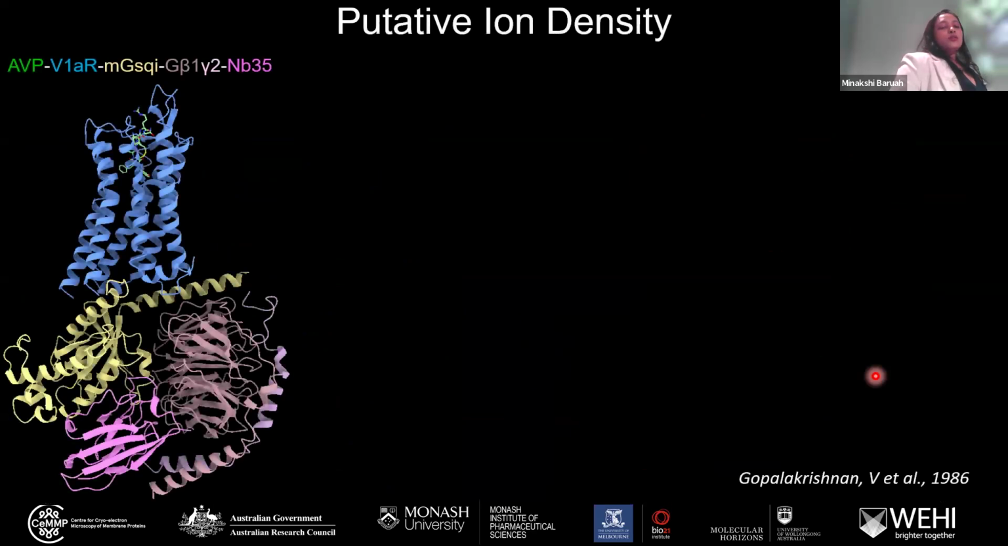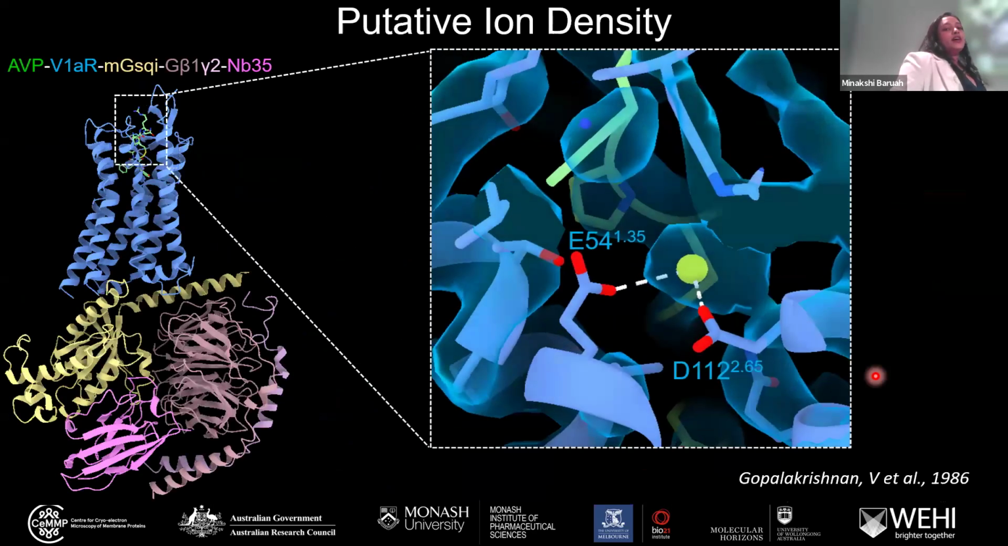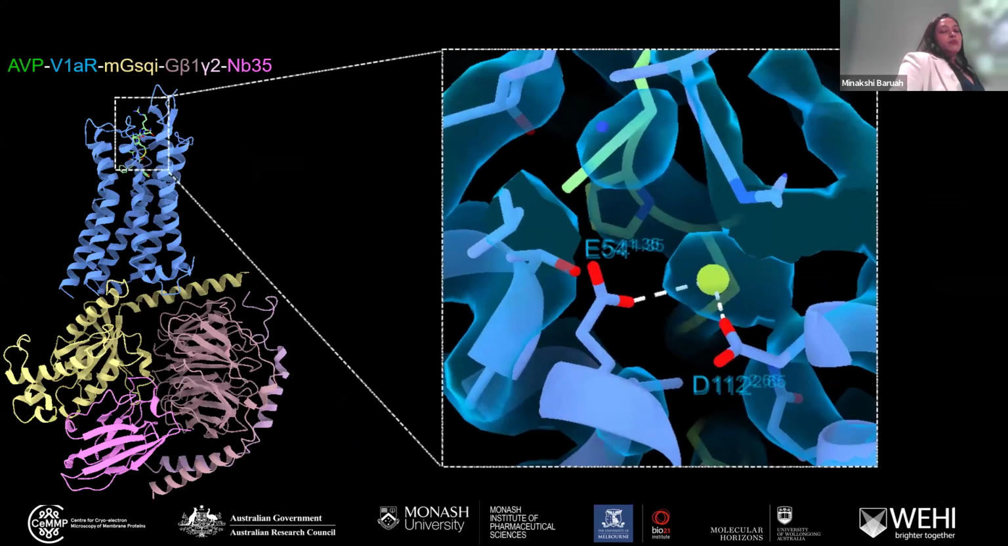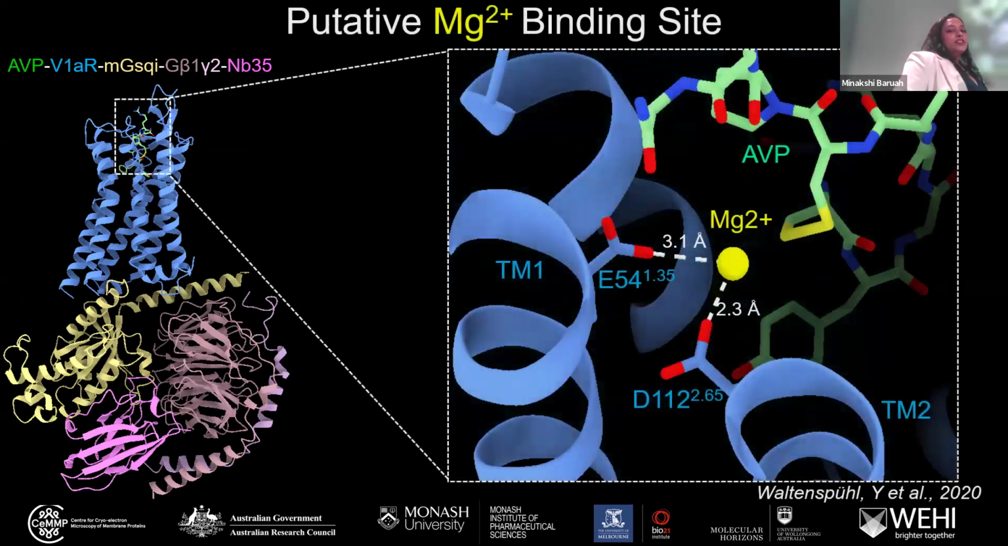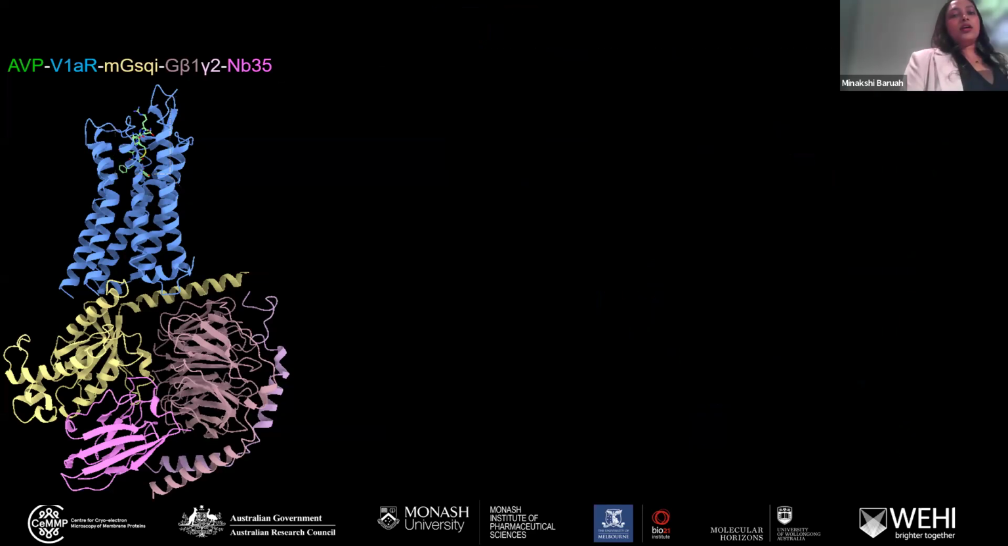Now, we also have a putative ion density near TM1, TM2, and near the ligand, and we modeled magnesium into that density because there is evidence in the literature that AVP binding affinity increases with magnesium ion, and also in the oxytocin receptor structure, at a similar location, magnesium is modeled. And since these receptors are structurally quite similar, we think that this could be magnesium.